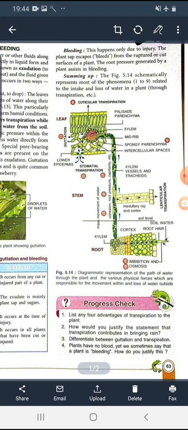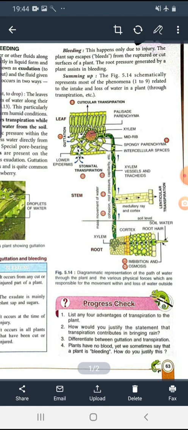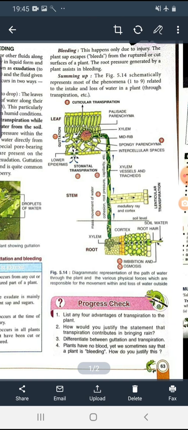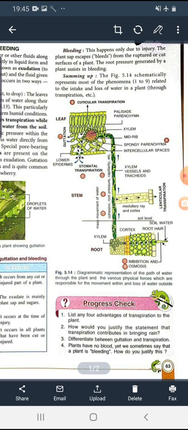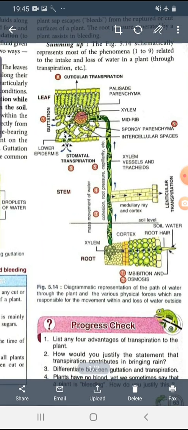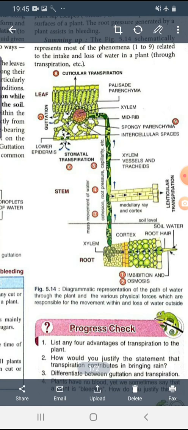Through these processes, the water from the soil goes through the root hair cells, and after that it goes into the cortex, and after that into the xylem. Through the xylem there are some forces, that is adhesion force, root pressure and capillary pressure. So through this there is the mass movement of water through the xylem vessel.